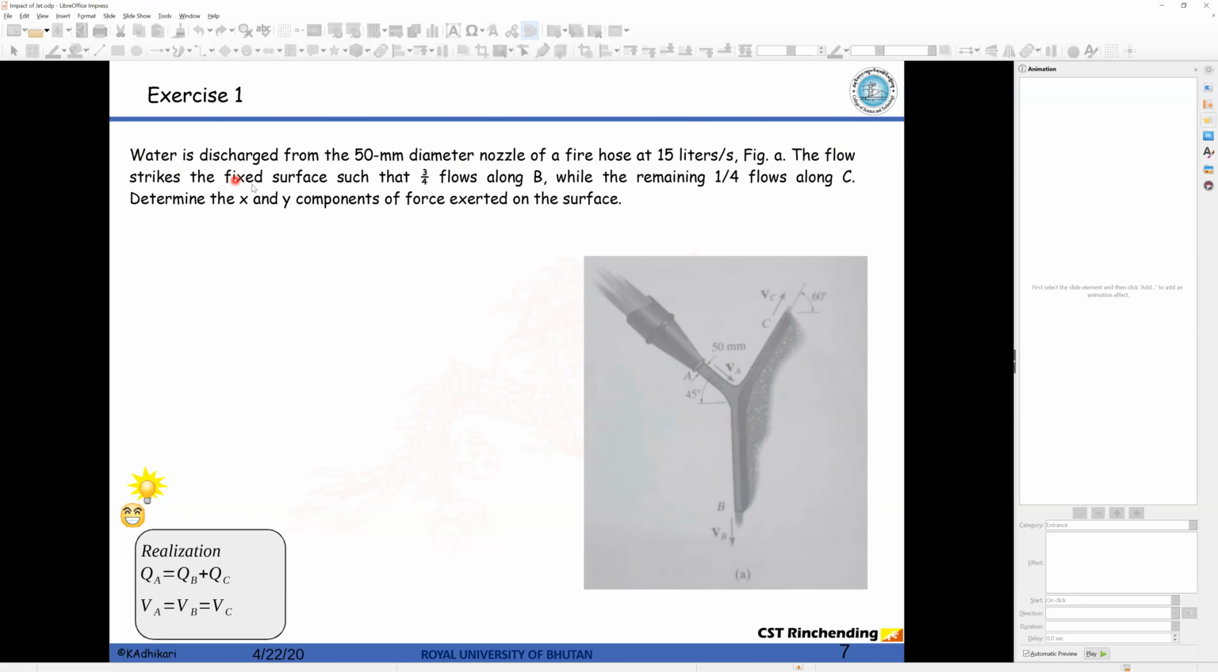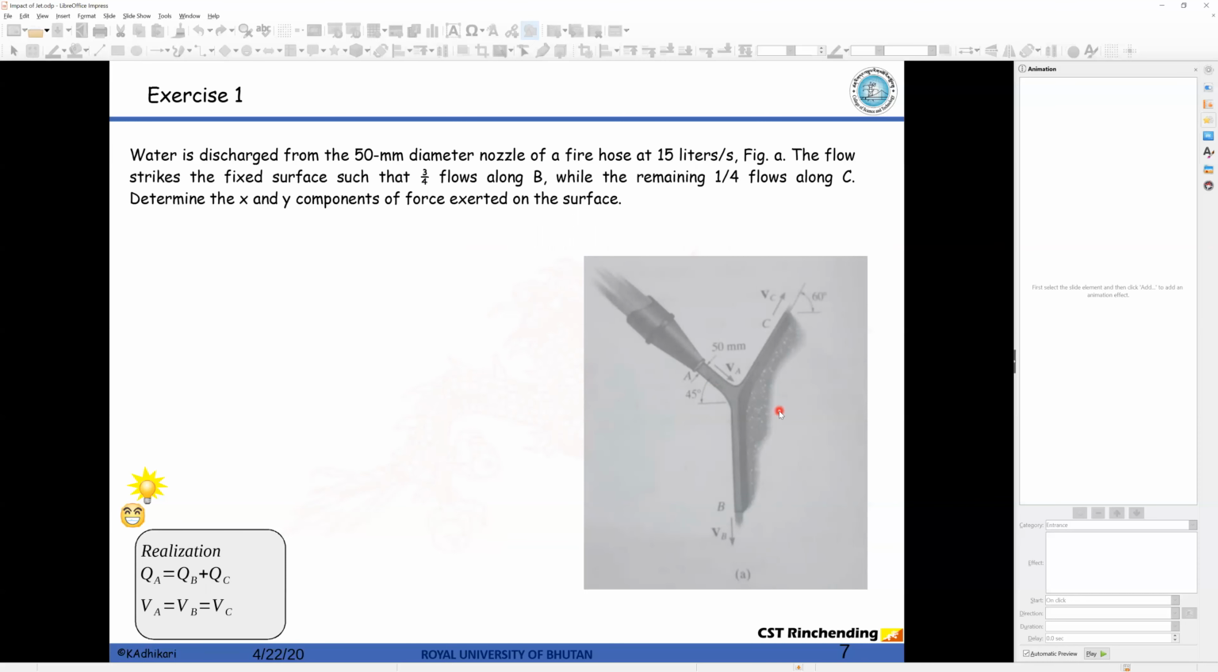The flow strikes the plate surface such that 3/4 of the flow goes along B. So here along B, 75% of the water flows in this direction, while the remaining 1/4, which is 25% of the water, flows in this direction along C. Determine the x and y components of the force exerted on the surface. So we are asked to find the force components in the x and y directions exerted by the jet on the plate.